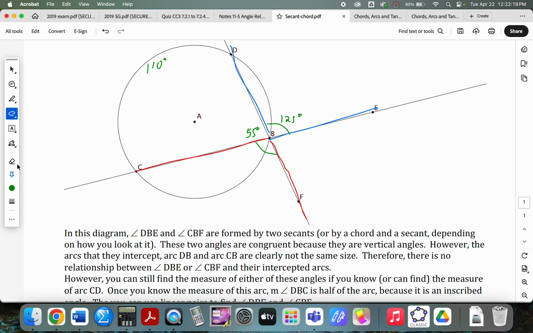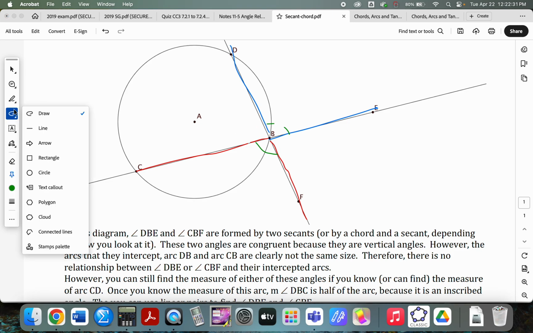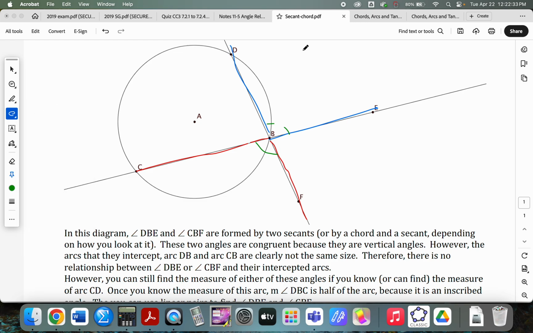Now, there actually is another way that you could do this. Let me get rid of these. All right, so we need a measure for arc DB. I don't know. That's a little small. Well, let's see. A right angle would be like that. It's a little less than that, so let's say that it's 70. That was close.